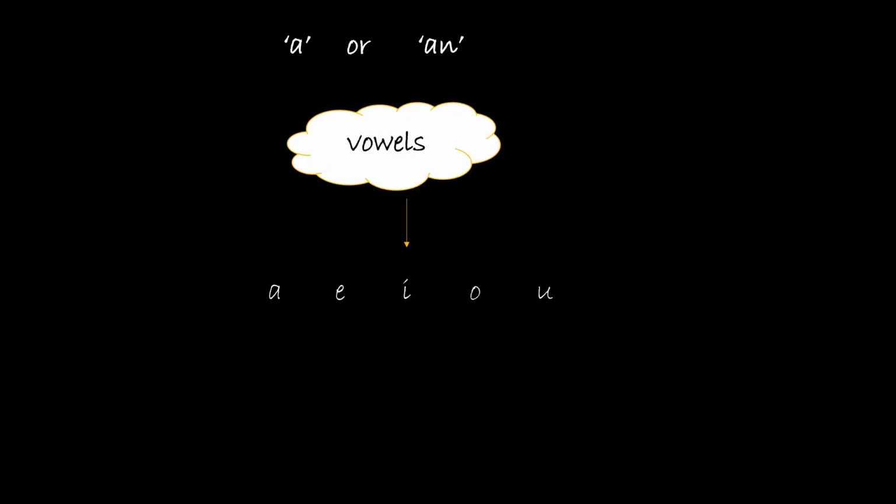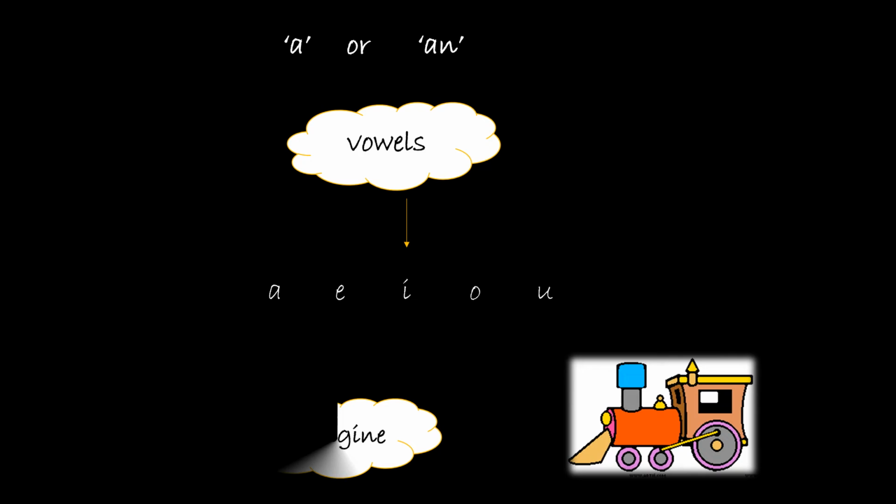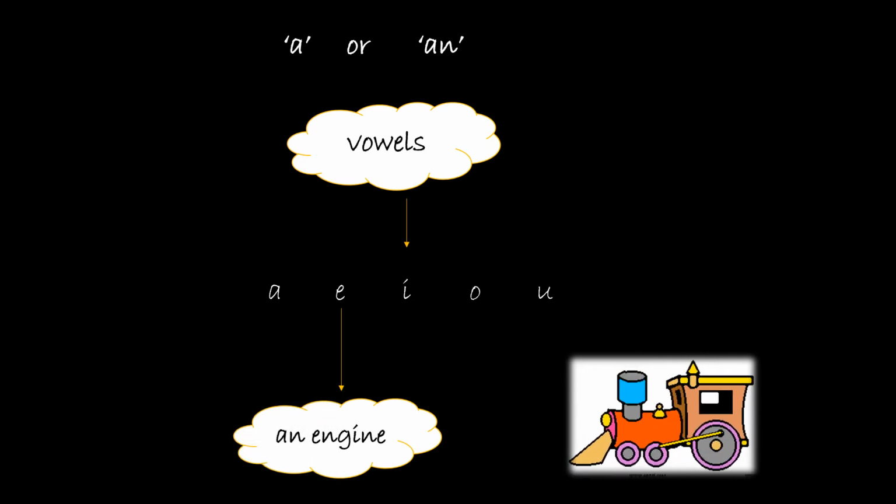So students, as I already told you, we have 5 vowels: A, E, I, O, U. Now what is this? Engine. Now engine starts with a vowel sound. That's why we have put an before engine.